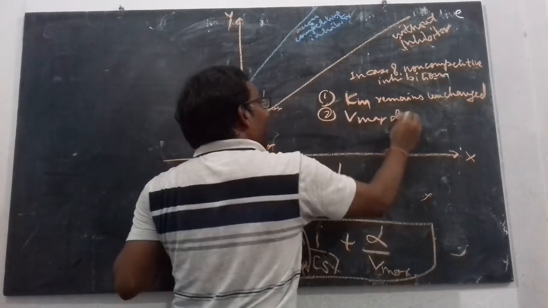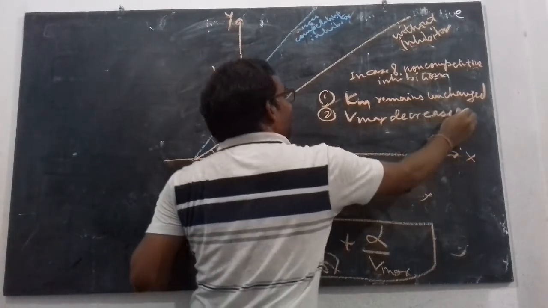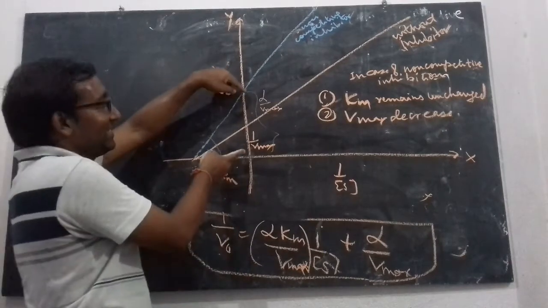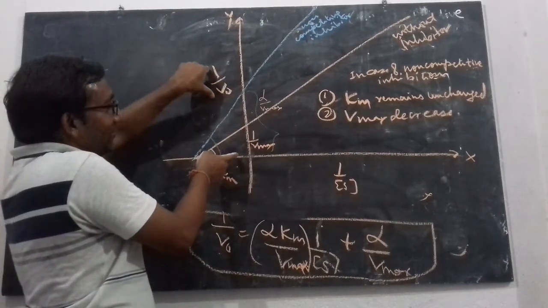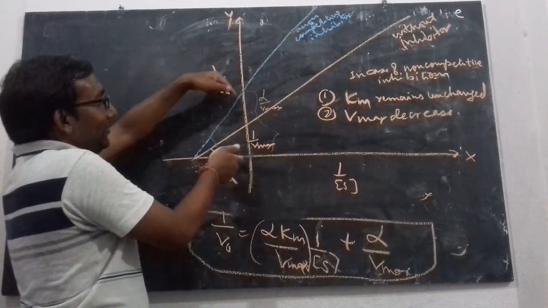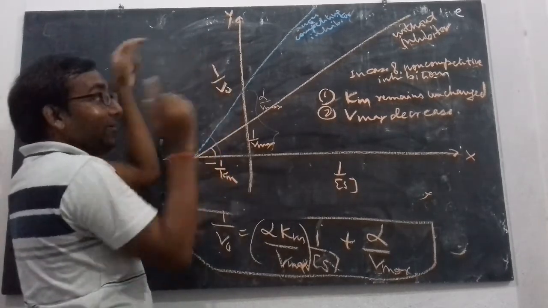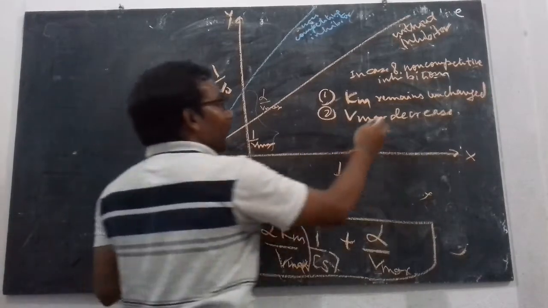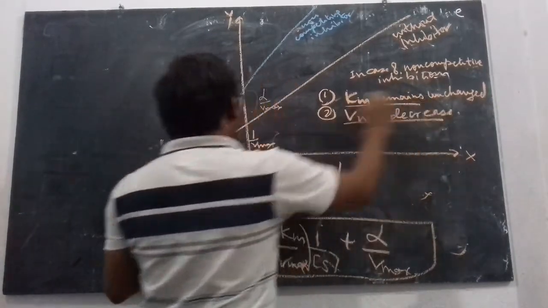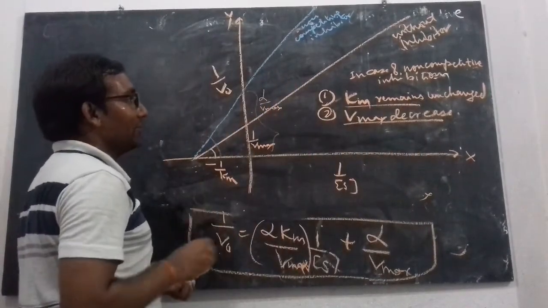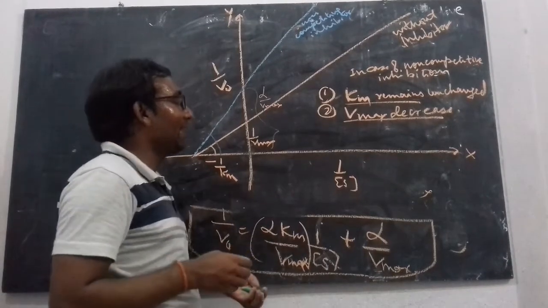Many students of biology think that Vmax is increasing. No, because this is 1 by V naught, you see. So the value of Vmax is decreasing, not increasing. Remember, so Vmax decreases and Km does not change. So we can write like this.